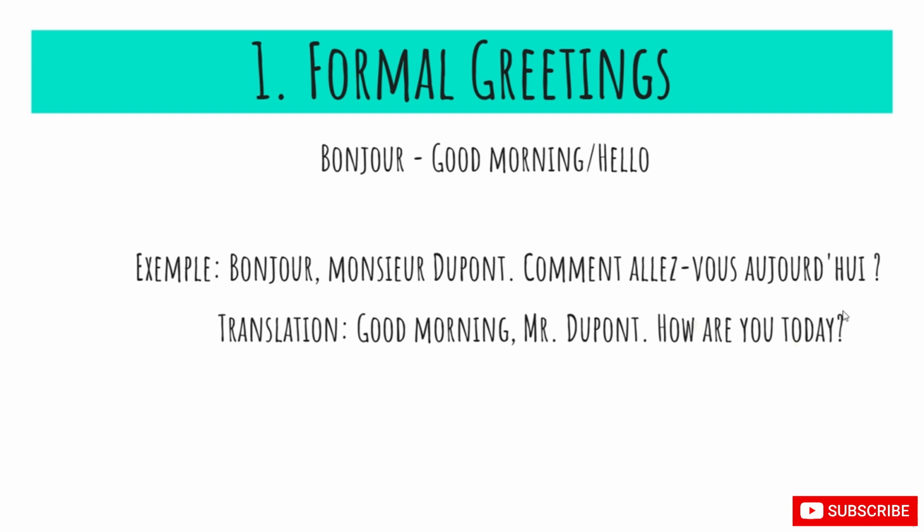Comment allez-vous aujourd'hui? Just make the liaison here, comment allez-vous. It's the T with the A, so it's pronounced comment allez-vous aujourd'hui? So I repeat, bonjour Monsieur Dupont, comment allez-vous aujourd'hui?